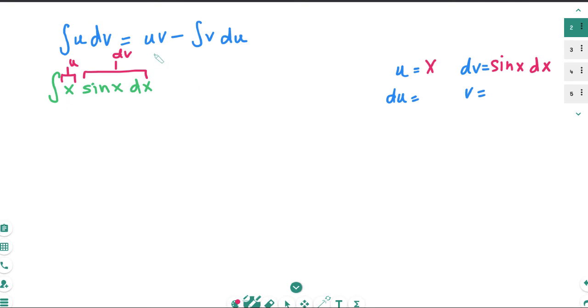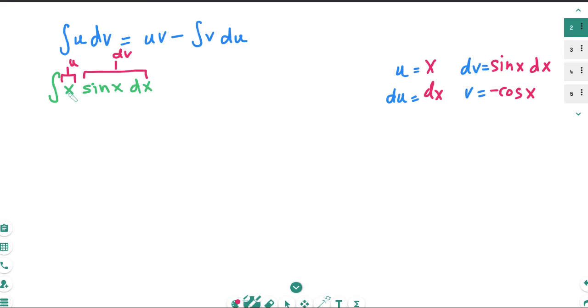In the formula, we need v, which means we need to integrate dv and obtain v from here. And we also need du, which means we need the differential of u. So u is x, its differential would be dx. The differential dv is sine x dx, which means that the function itself, v, we can obtain by integrating, is minus cosine x. Now we have all these four parts. We can go back and put them in the formula here.